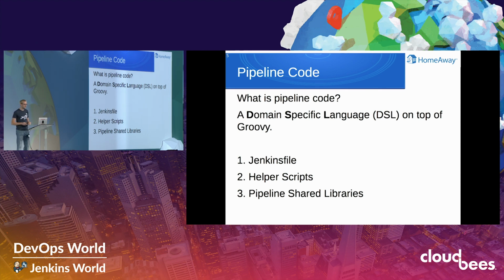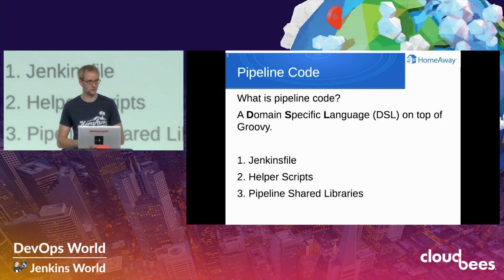There's three kinds of pipeline code I'm going to talk about here today. There's the classic simple Jenkinsfile, your delivery pipeline. There's helper scripts that you might break out of your Jenkinsfile for simplicity. And then there are pipeline shared libraries, where you start to scale up the centralization and shareability of your pipeline code.